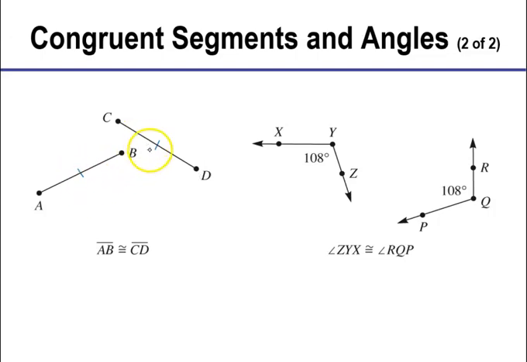Notice the little lines over it. To note congruence, you can put a single line for those that are congruent. If you had more than one set of congruent line segments, you could move on to double lines to denote those are congruent. So there's different notation to represent congruence. Look at these congruent angles. Again, notice the notation. It says angle XYZ, or ZYX, I read that backwards, is congruent to angle RQP. So XYZ is congruent to RQP. They are both 108 degrees.